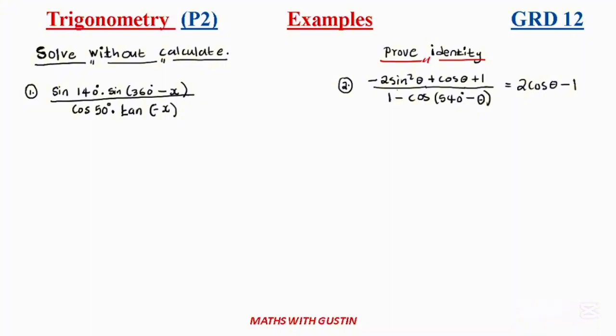Okay, so the first question says sine 140 times sine 360 minus x, and then cos 50 minus tan in brackets. My tools that I normally use when I do questions like this one: I know that on this quadrant you've got negative x, and you know that cos is positive, and then you have got that, which is a CAST diagram. Then I know that on the second quadrant it is 180 minus x. On the third quadrant it is 180 plus x. Therefore I also know that I've got 360 minus x here.